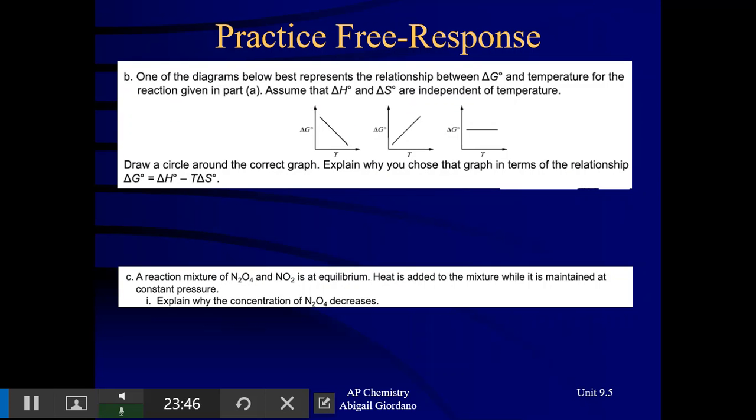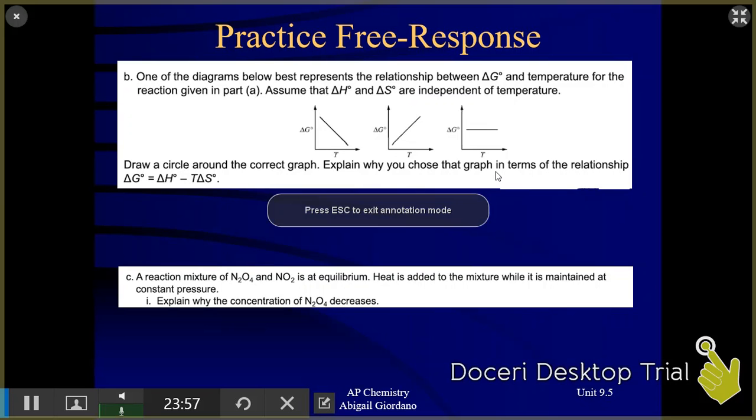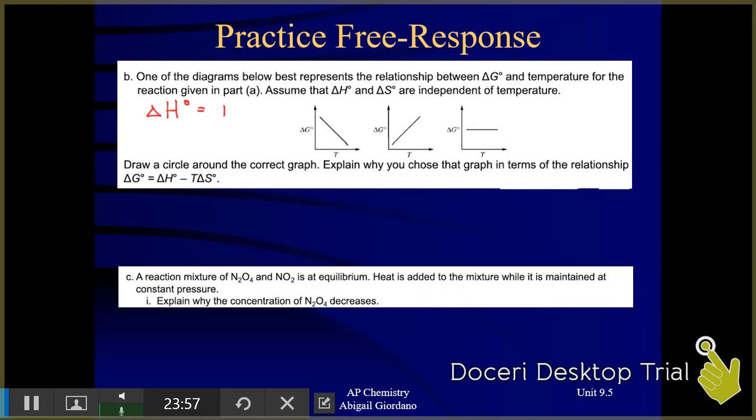Okay. Then we are given 3 graphs. Temperature is on the X, delta G is on the Y. Okay, and I want to recall what we just said, that delta H is going to be positive and delta S is also positive. Think back a couple of subunits. We had a chart where we were given 4 different combinations of signage for delta H and delta S, and when are those combinations going to result in a favored reaction?